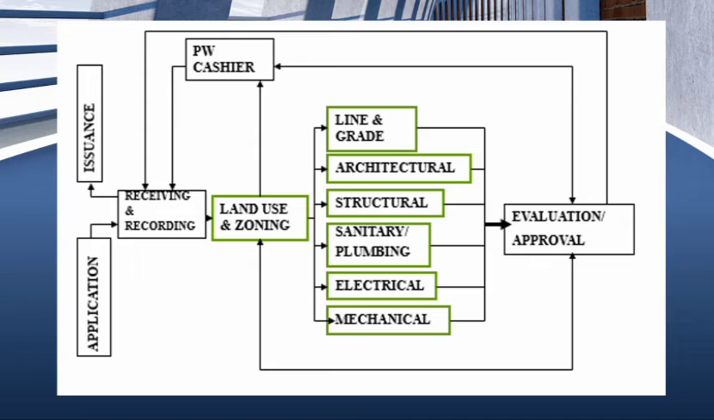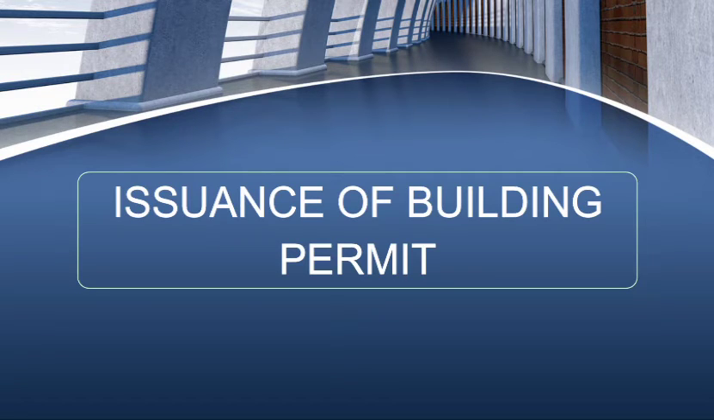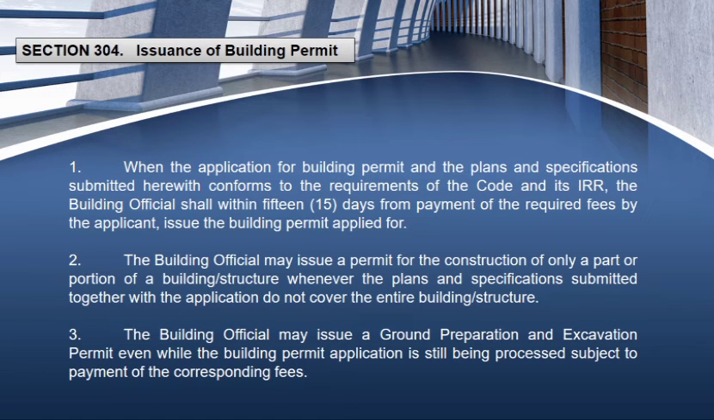And this picture is another example of showing the process of application of building permit flowchart. Section 304 is about the issuance of building permit. Number 1 under Section 304, Issuance of Building Permit.